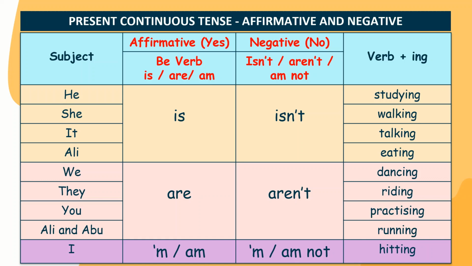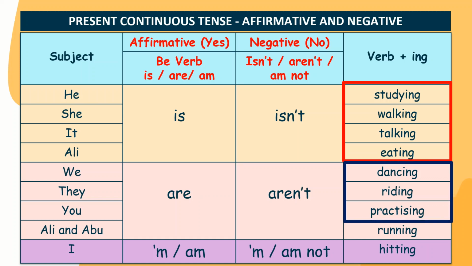If you remember present continuous tense, there are 3 rules. Rule number 1 is the verb plus ing. Rule number 2 is if the verb ends with e, we cut the e and we add ing. Rule number 3 is double consonant.